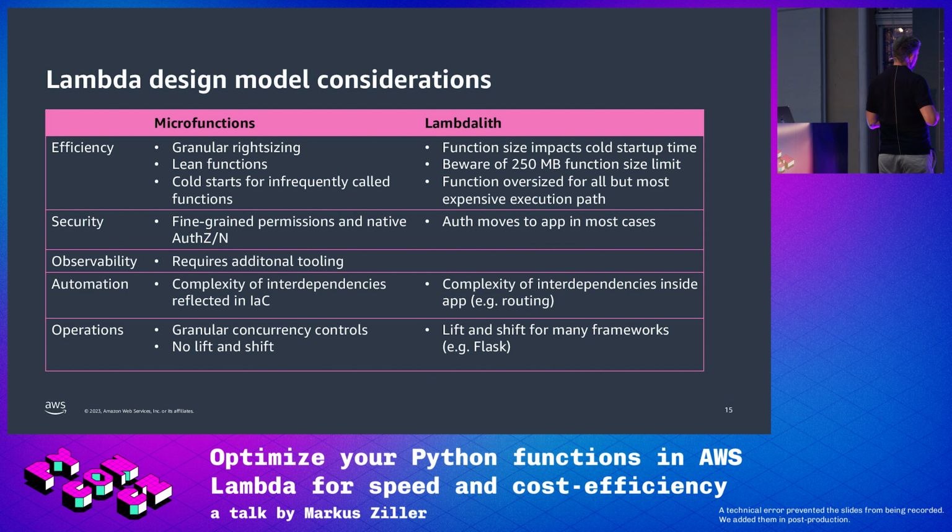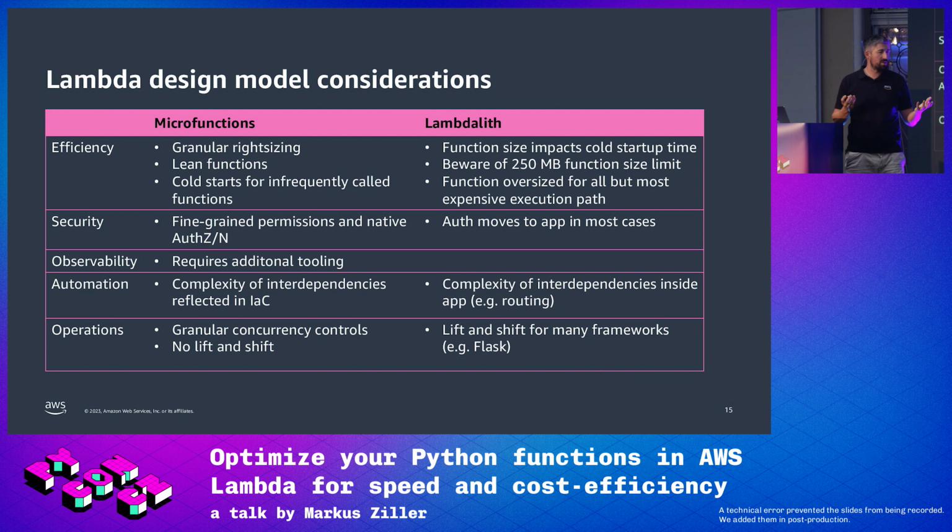Security is more fine-grained when it comes to microfunctions, because you can have more fine-grained permissions on what the Lambda can do, but also when it comes to authentication or authorization of your users. With the Lambda lift, this tends to move more into the code, which is something you might want or might not want. It's not good or bad either. It just depends on your workload. Observability is arguably harder for microfunctions because it requires additional tooling. If you split this up into several Lambda functions, at the end of the day it becomes a distributed system, which is harder to observe.